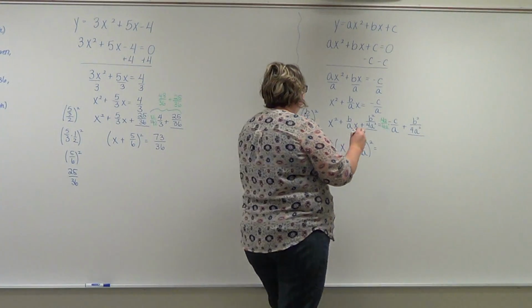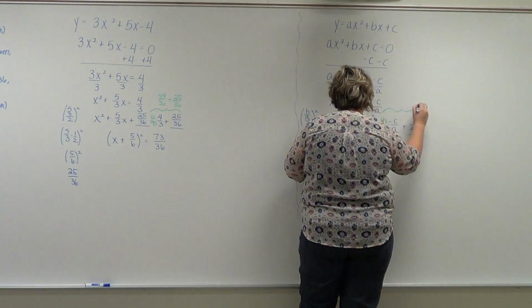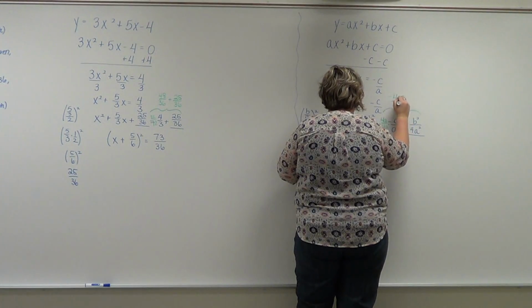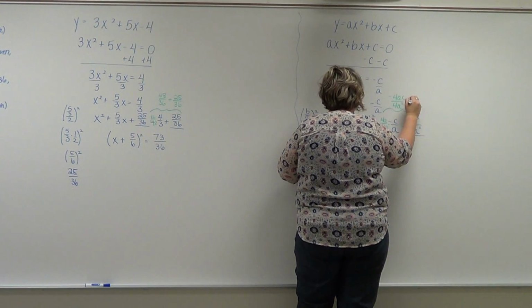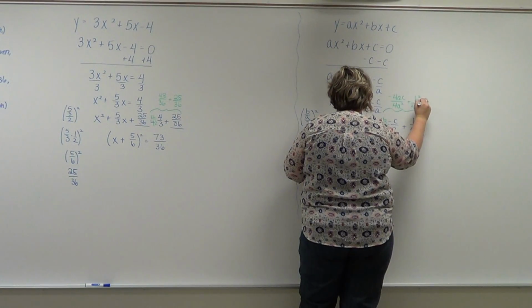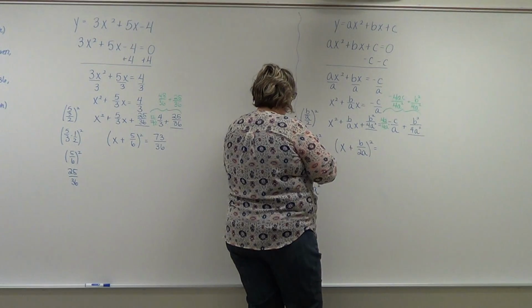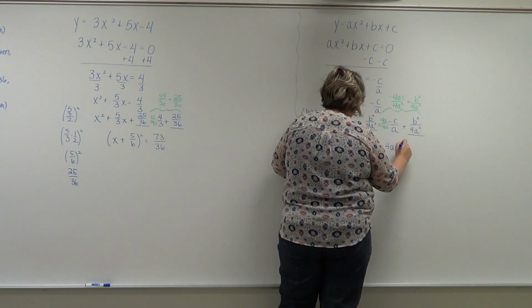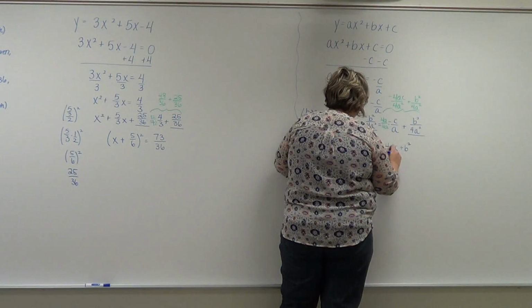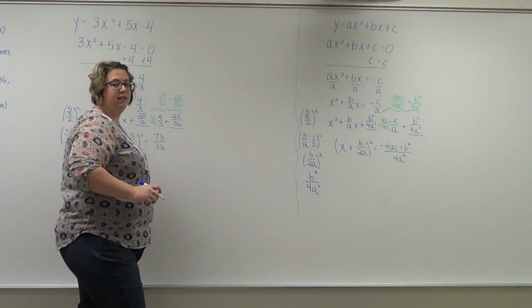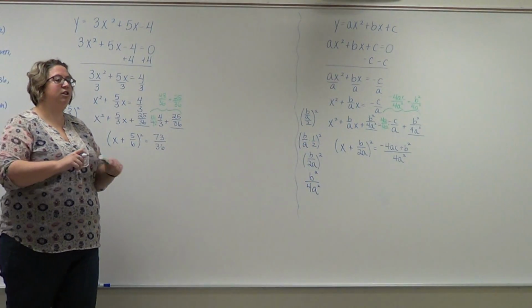Okay. So this would give me negative 4ac over 4a squared. And I have plus b squared over 4a squared. So this would be negative 4ac plus b squared over 4a squared. Does anybody see where this is going? Yeah? Quadratic. It'll be the quadratic formula when we're done.